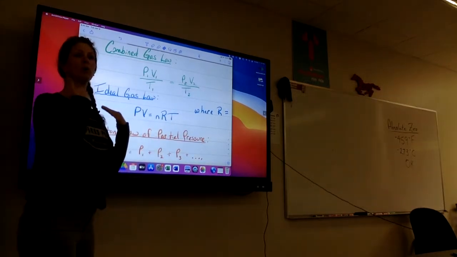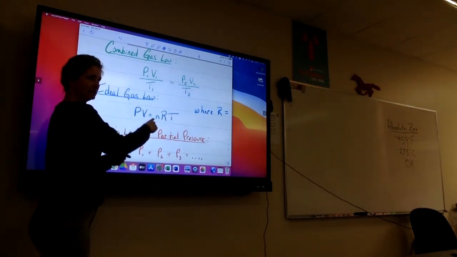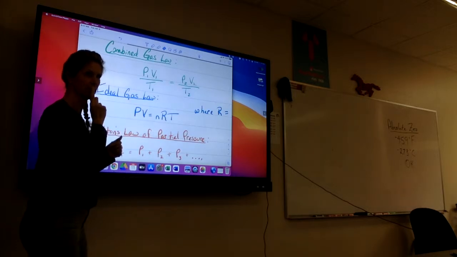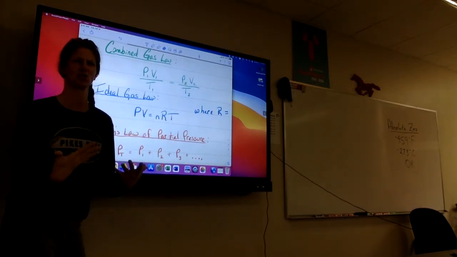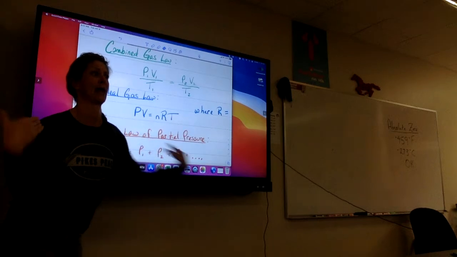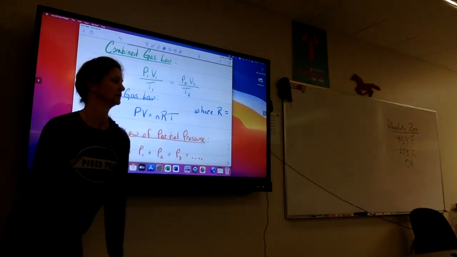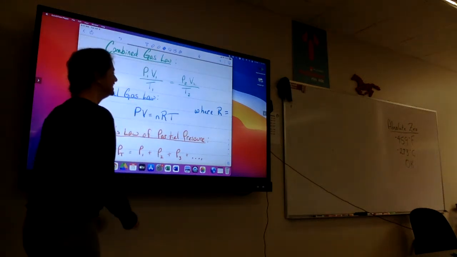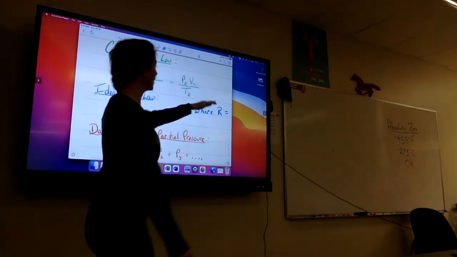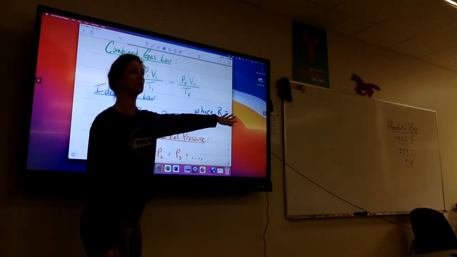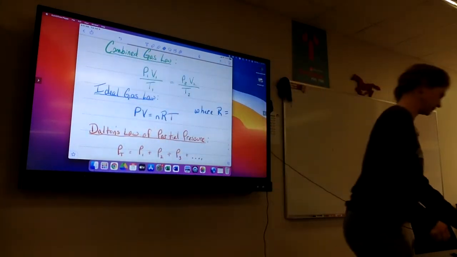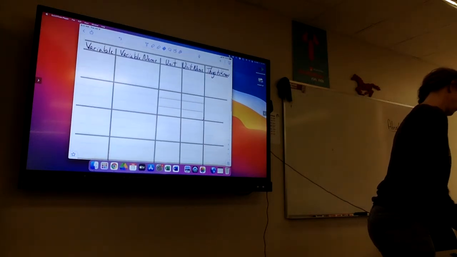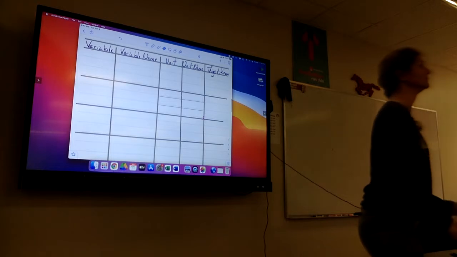Okay, but we don't know what R is. We do know what N is. What is N? Lowercase n? Newton? Oh, we haven't learned it yet. We are going to learn what N is. And we are going to learn what R is, but I don't want you to do that yet because we need to fill out this table first. And that is the full table.